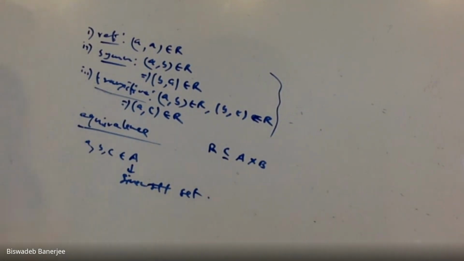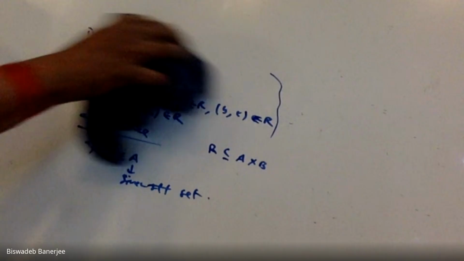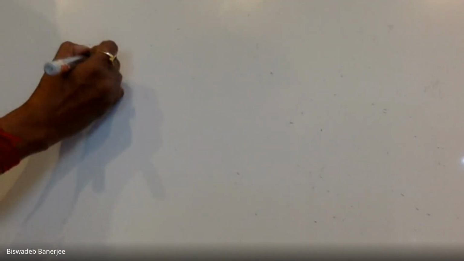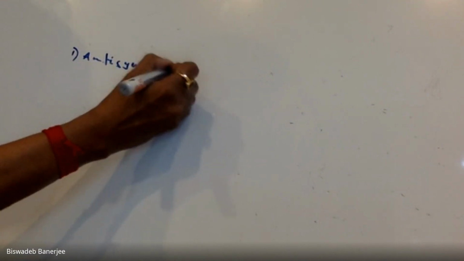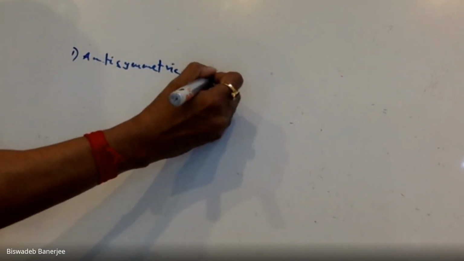Now in today's class, we are going to define some more important concepts, and after that we shall solve some very important questions from this chapter. This is everything from today's class. So at first we start with a very important concept. The concept is anti-symmetric relation.